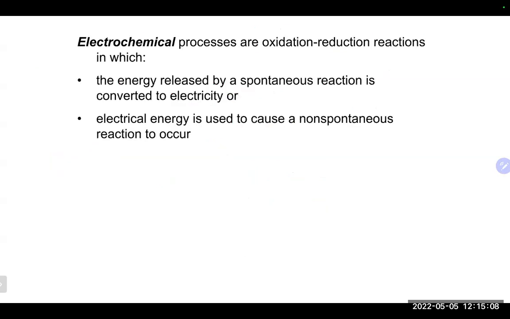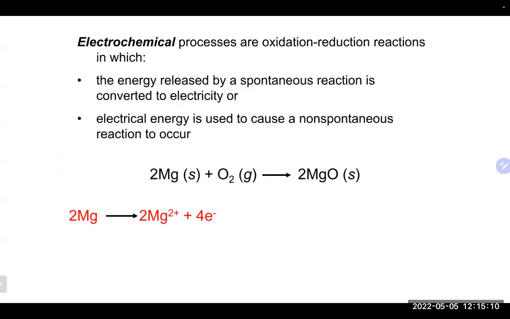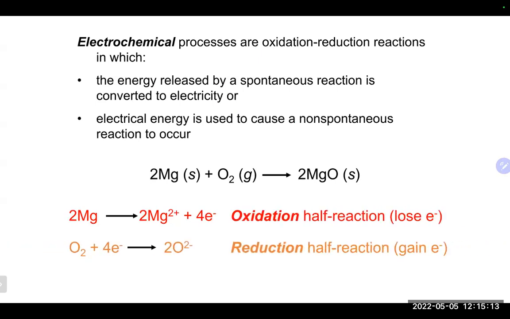All right, so let's take a look at each of these things here and talk about some of the stuff that's happening. Obviously, in an electrochemical process, which involves oxidation reduction reactions, the energy released by a spontaneous reaction is converted to some type of electricity. Essentially, it's all about the electrons being transferred. Electrons go out, do some type of work, and then come back, right?